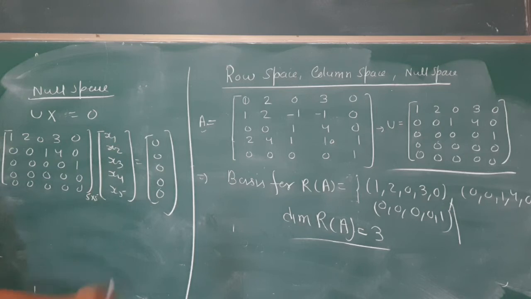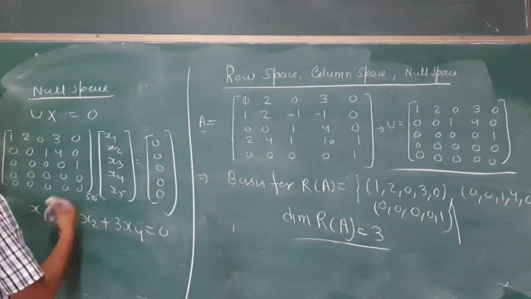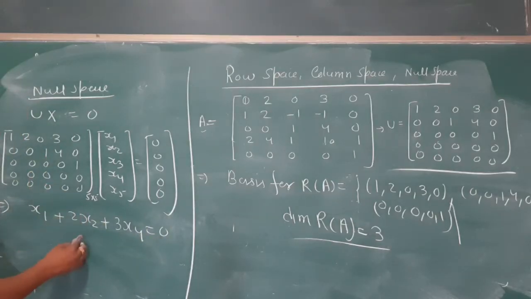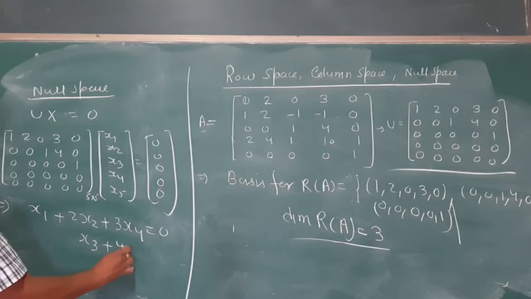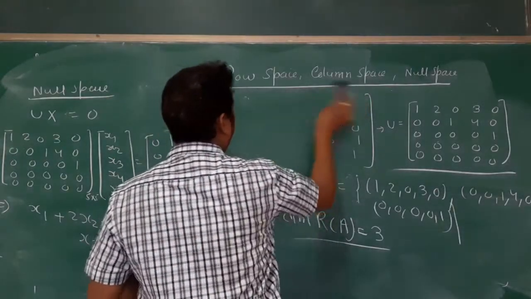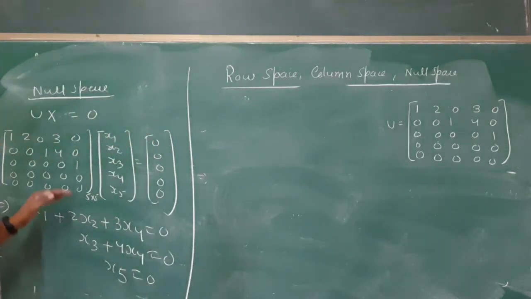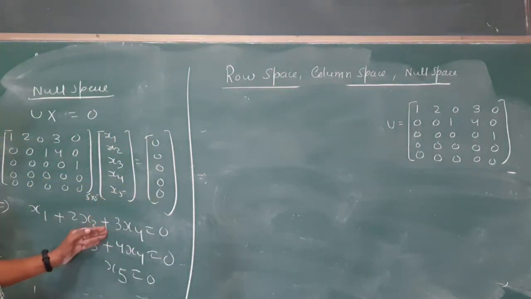So solution means we have to find these values. So write in equation form. x1 plus 2x2 plus 3x4 is equal to 0. Then x3 plus 4x4 is equal to 0. Then x5 is equal to 0. Once you know A, you multiply this and equate to 0. See, 3 equations. So already x5 is 0.